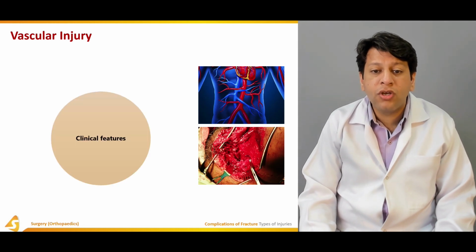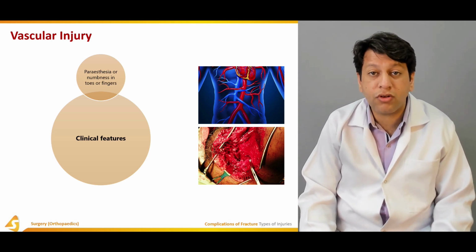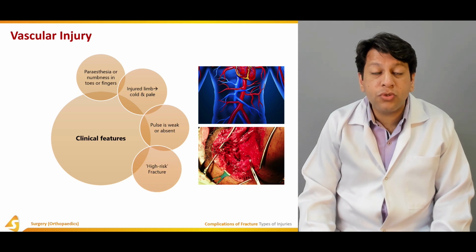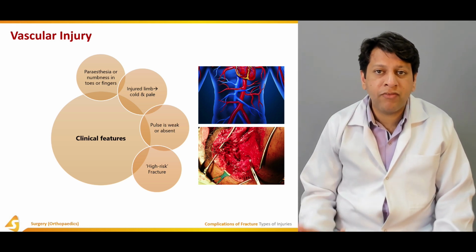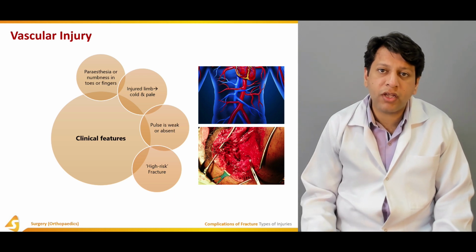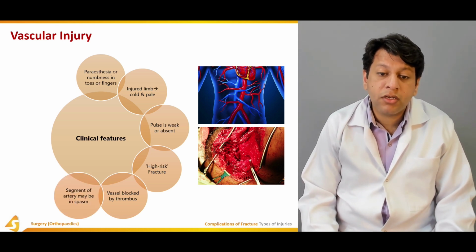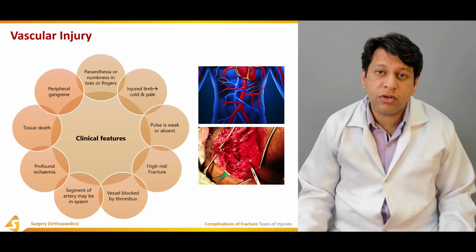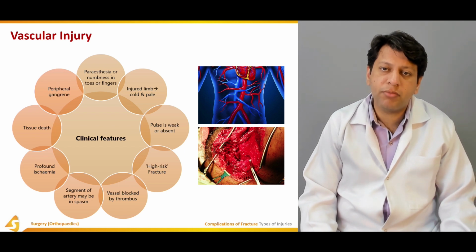Now coming to vascular injury, what are its clinical features? Clinical features of vascular injury may include paresthesia, numbness of the toes or fingers, because nerves also become dysfunctional as well. The injured limb may be cold and pale. The pulse is either weak or absent. It is usually associated with high-risk fractures. For example, we know certain types of fractures are associated with certain types of injuries: pelvic injuries may be associated with iliac artery injury, or a distal femur fracture may be associated with femoral artery injury. The vessels may be blocked by a thrombus, or a segment of artery may be in spasm, which may lead to profound ischemia, tissue death, and peripheral gangrene may ensue if the time exceeds 6 hours. So if it's a vascular injury, you need to operate within the 6 hour limit so that you can get maximum results.